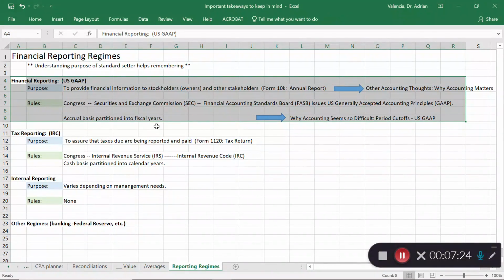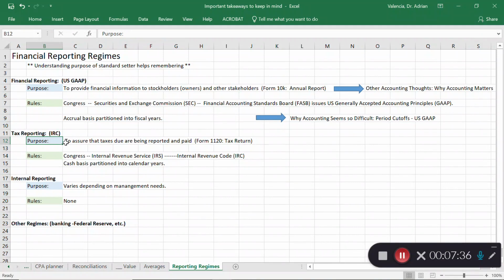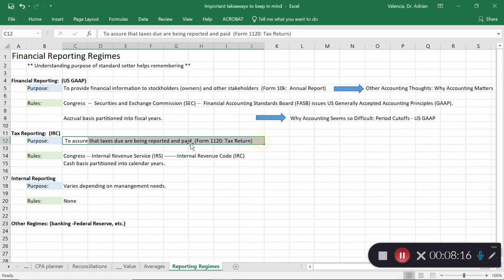Now, the other one that we typically talk about that is very common is the tax reporting regime, right? More specifically, the Internal Revenue Code. And what is the purpose of this one? Well, the purpose very clearly is to assure that the taxes due by a company are being reported and paid. Okay, it's very simple. The government needs an amount of money to function that for the services that we as the public, we as the people depend on. And the function for this is the Internal Revenue Service, right? This is who handles that. So very different purpose than for financial reporting. Look at this difference. The IRS is interested in knowing that you declare everything that you've made so that you can pay taxes on it. And for a corporation, it's the Form 1120, the tax return, right?